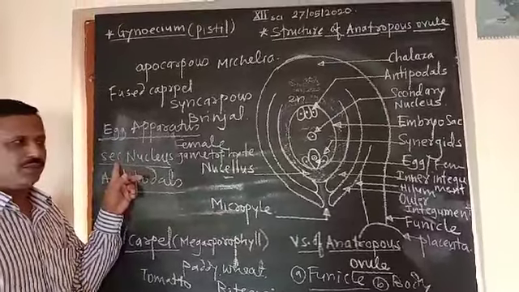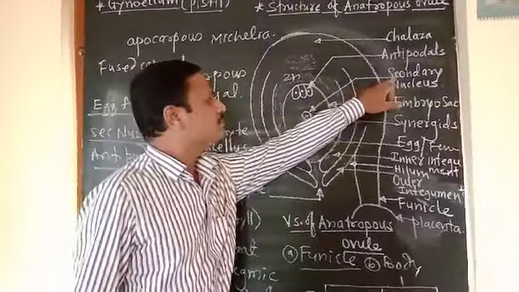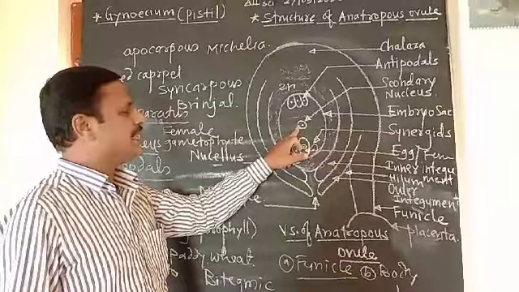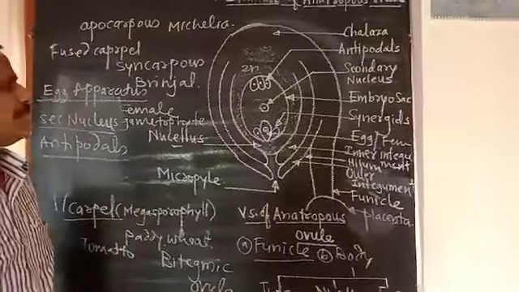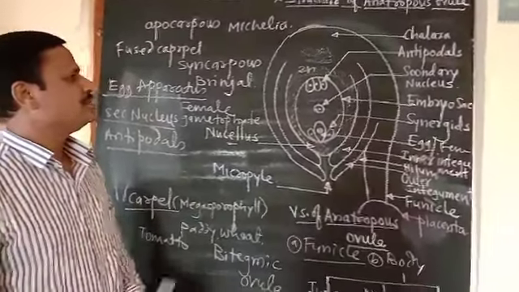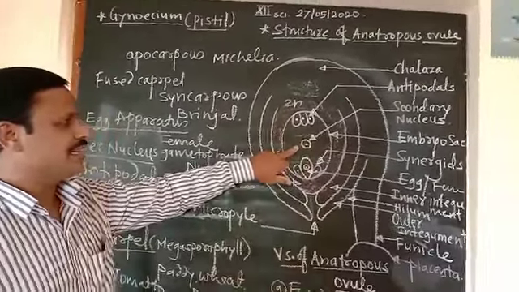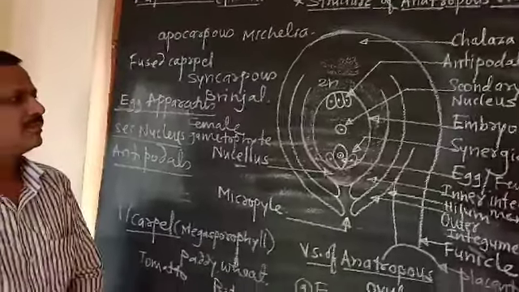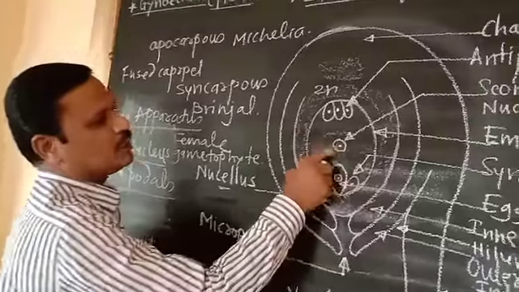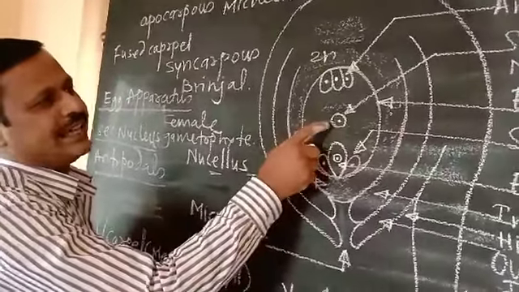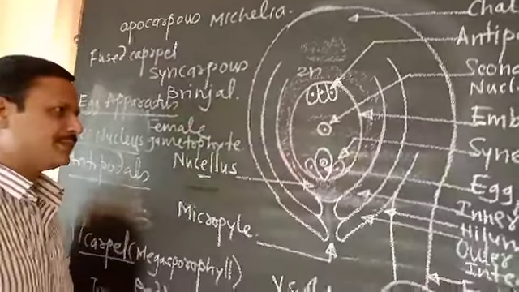Then the secondary nucleus. It is present at the center of the embryo sac or female gametophyte. It is diploid in nature. The secondary nucleus is formed by the fusion of two haploid nuclei present at the center of the embryo sac.